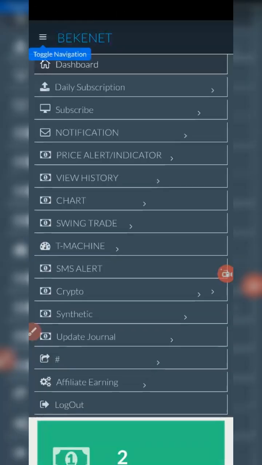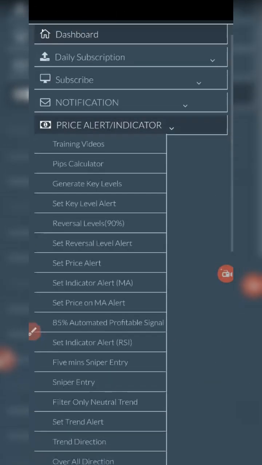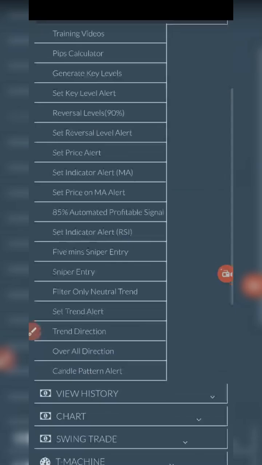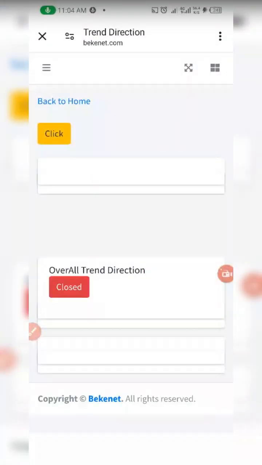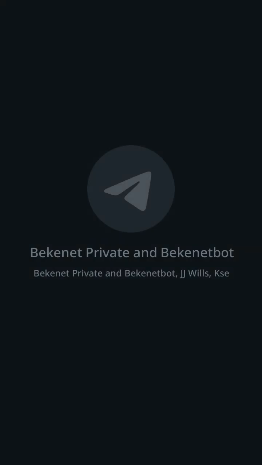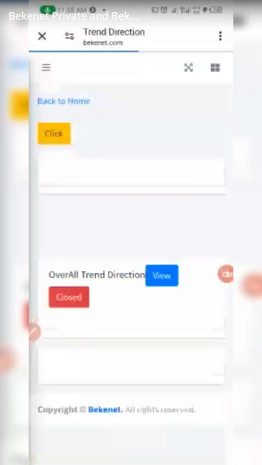So now let's go to overall trend direction. Let's go to overall and see what gold is actually talking about. If gold is actually selling, let's see. Let's see if it loads. Once it loads, we'll go there. Then we'll know how we can take the sniper entry to take advantage of it.